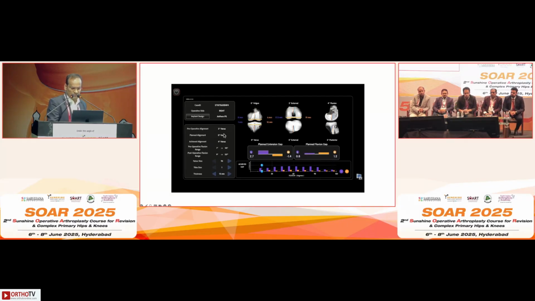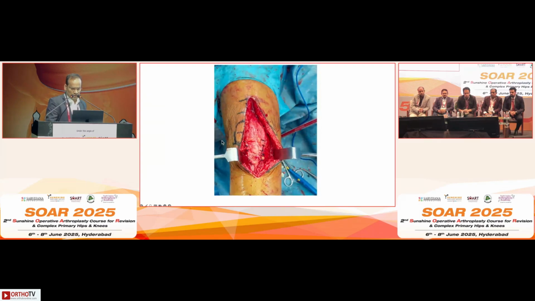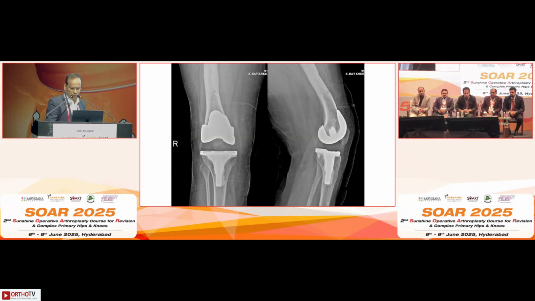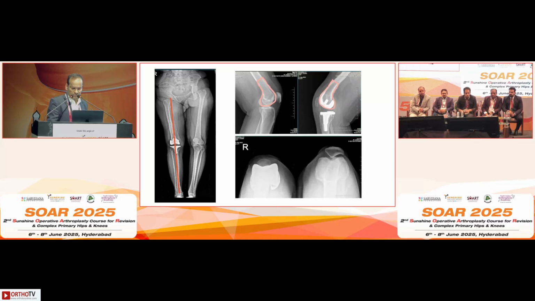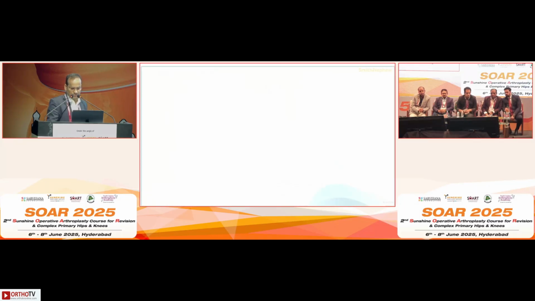And this is the final. We went with a residual varus of around 4 degrees. And this is the final closure, and this is the post-operative X-ray. You can see there is still a significant amount, almost 15 millimeter, of insert that has been used. On the lateral, the alignment looks okay, and the posterior condylar offset has been recreated. And even the patella has been centered into the trochlea.